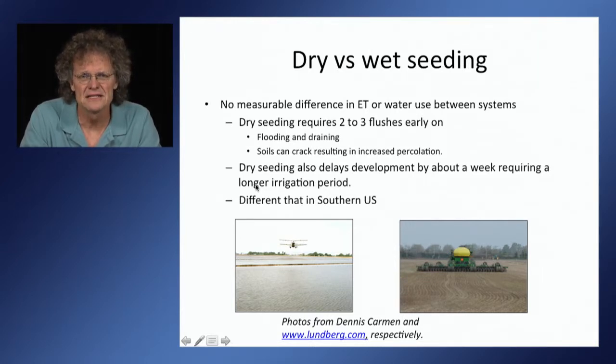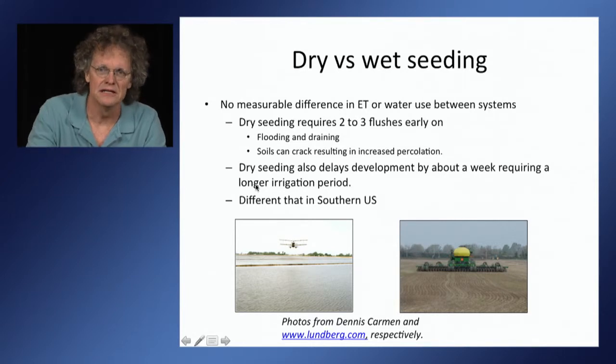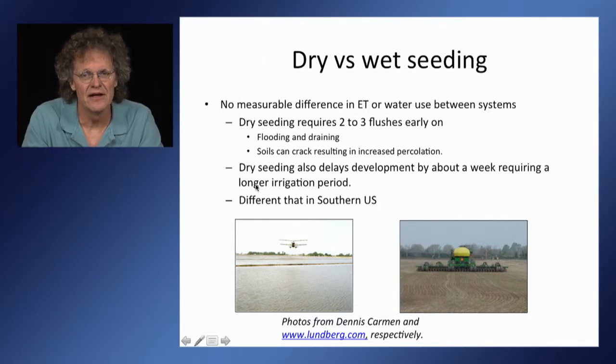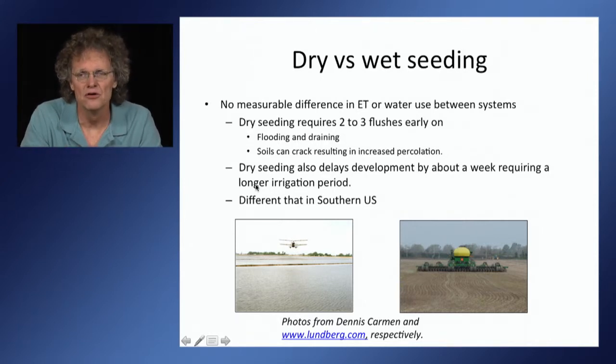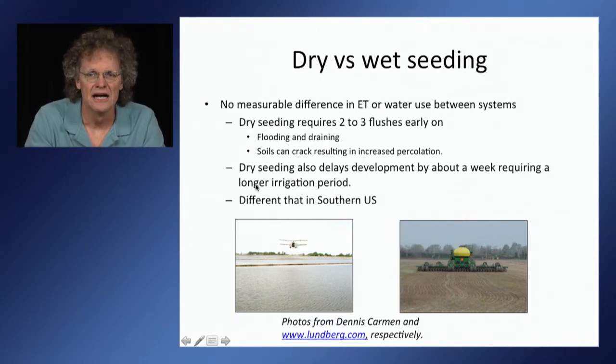And this can cause some problems. We use up a lot of water, which is required to completely fill these fields, and then all that water is subsequently drained off that field. During these flushes, you can also get a lot of soil cracking, and so you get downward movement of percolation into the soil, so you get some additional losses there.